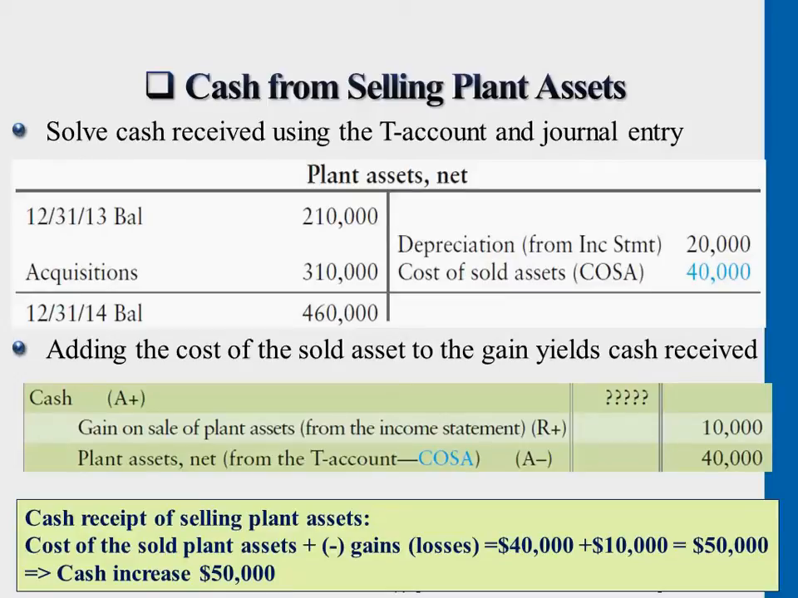So this is an example of a loss. That means that we collected cash less than what the book value of the asset was worth. So it would be 40,000 minus 10,000, $30,000 of cash increase.